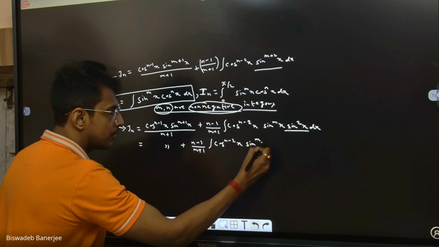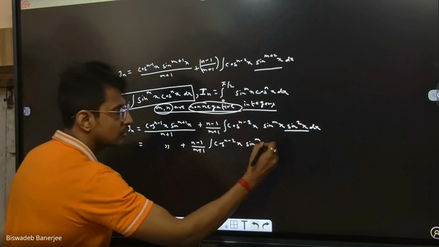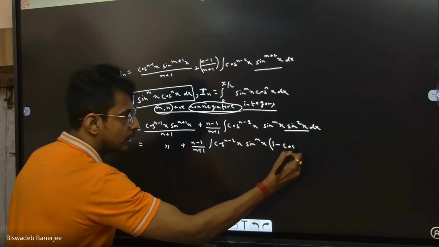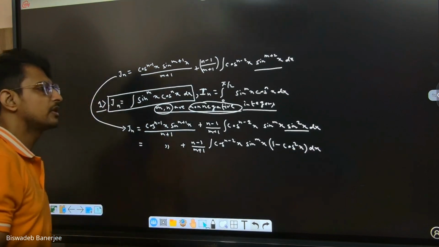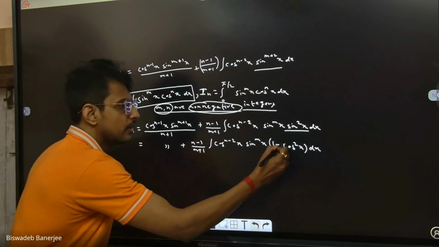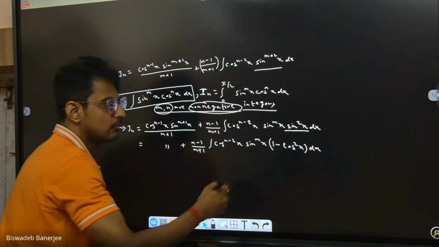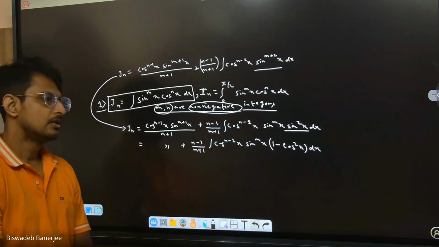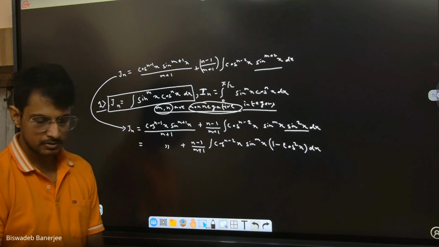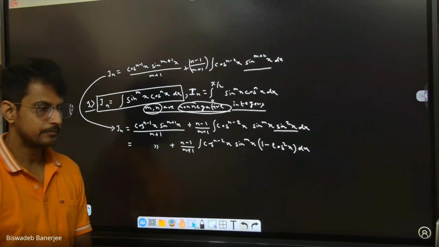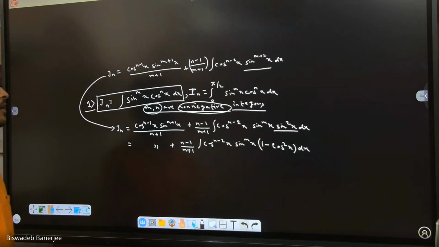This sin to the power m x remains as it is. Sin square x can be written as 1 minus cos square x. Obviously, you can write this, no? Sin square theta can be written as 1 minus cos square theta. Obviously, you can write sin square theta equal to 1 minus cos square theta.